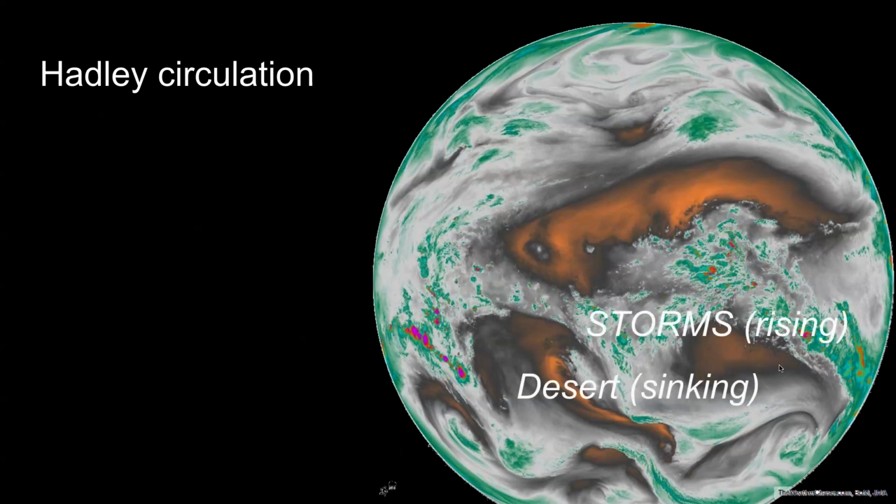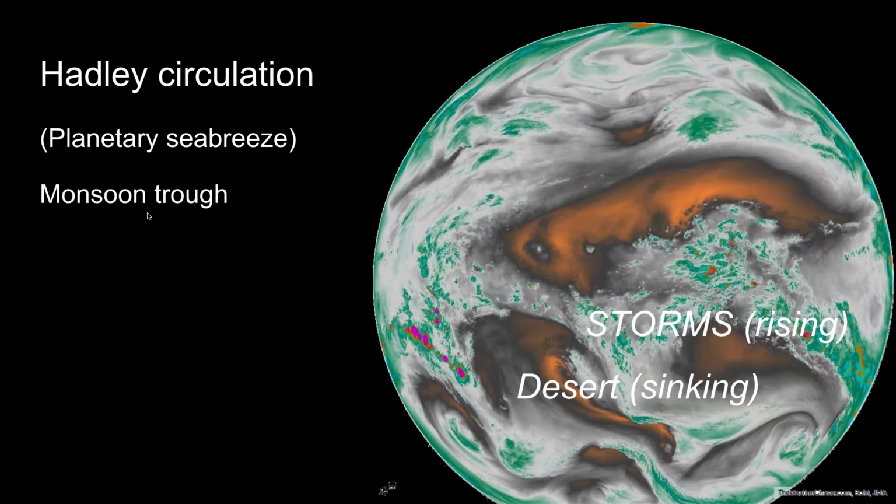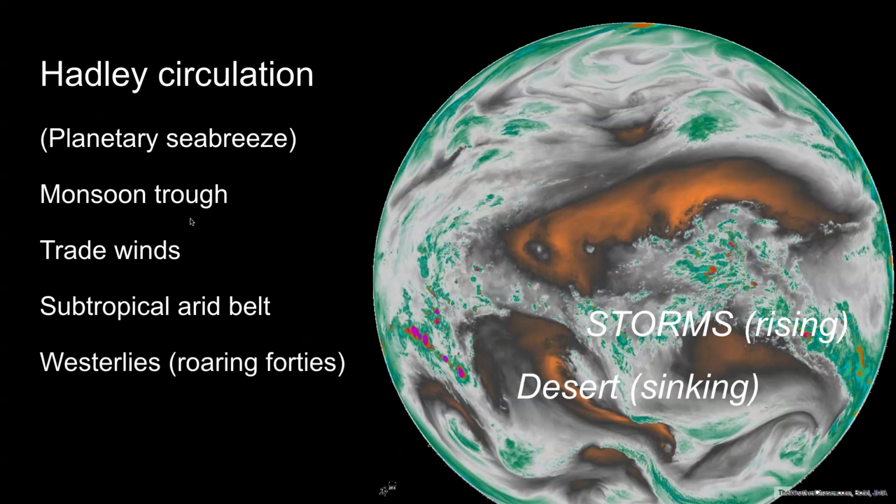So storms where it's rising, desert where it slowly sinks over days and a week or so. It's a slow descent of the air here, but obviously storms are quicker, they're over a few hours. And yeah, monsoon trough, trade winds, subtropical arid belt either side, and down here the westerlies.